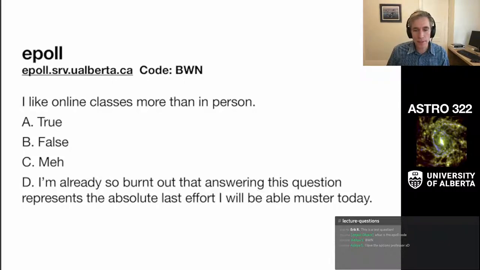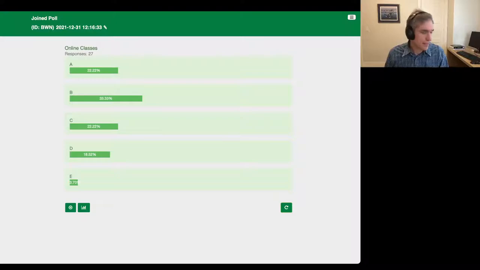So we can hop on over here to our browser and see that we've got a little bit of online, a little bit of in person, a little bit of meh, and a surprisingly, disturbingly large amount of I'm so burnt out I couldn't even care. This was a super short winter break, I feel like. Well, I think just mathematically it was. So, yeah, here we are.